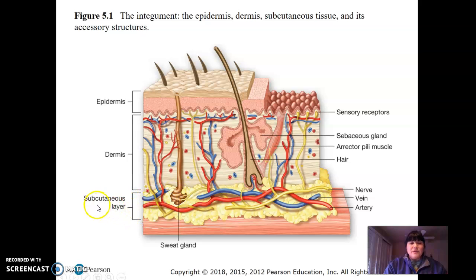And then over here, this says subcutaneous layer. Some books say hypodermis, okay? If you've ever heard of a hypodermic needle, right, going under. And if you look, this is full of adipose. This is fat. Oh, it's not labeled here. There's fat here, and then the blood vessels and nerves. So this is a cross-section through the skin.